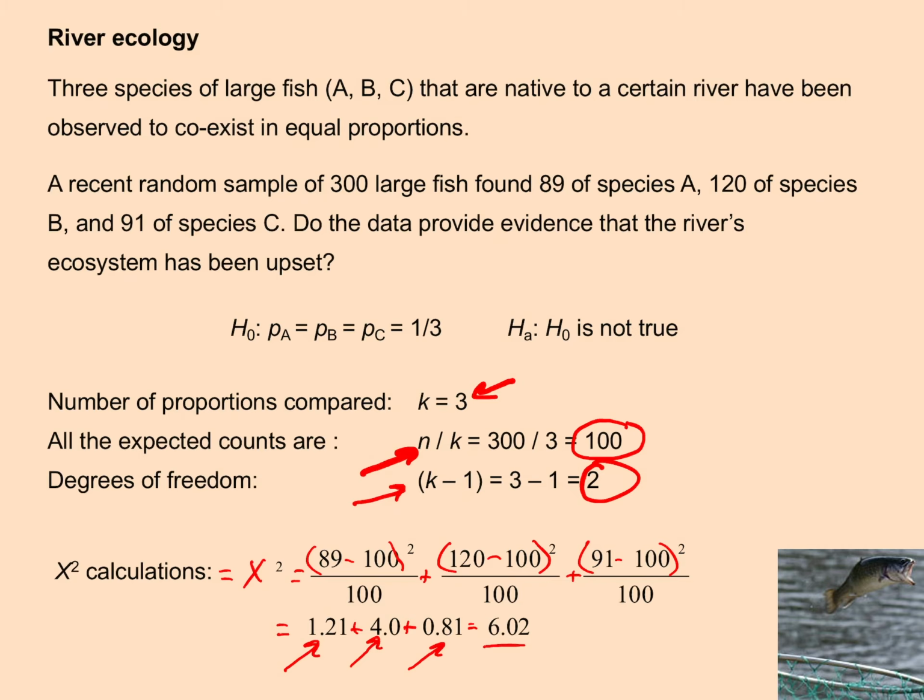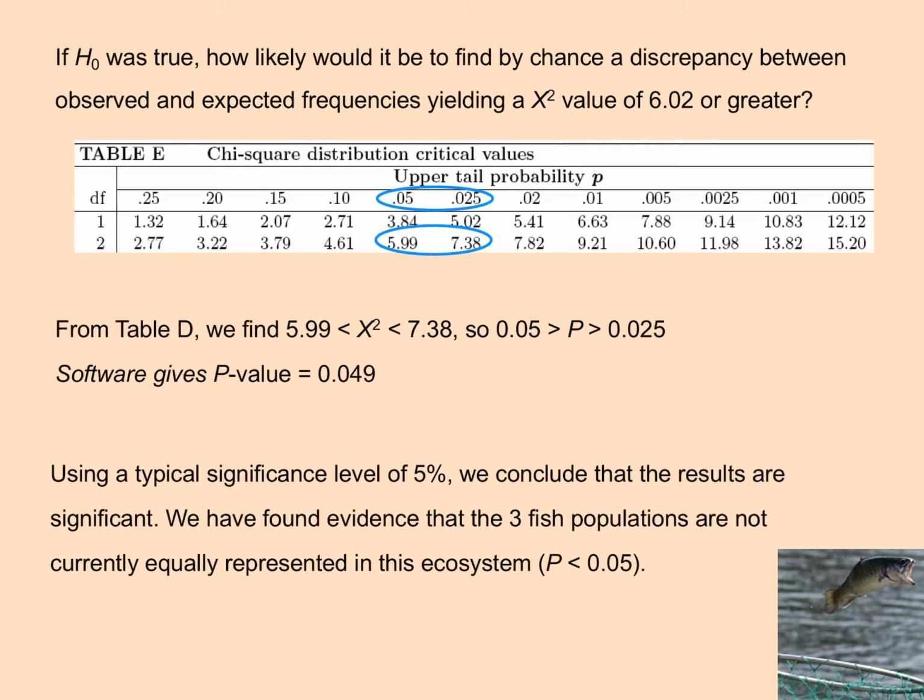Now, let's go take a look at the table. So 6.02 is the chi-square we got to find. All right, so we know we have a degrees of freedom of 2, and so we follow that row down. 6.02 fits between these two values. So we know that our p-value is between 0.025 and 0.05, so we know it's at least somewhat significant. All right, software gives us a p-value of 0.049, so it is just barely significant.